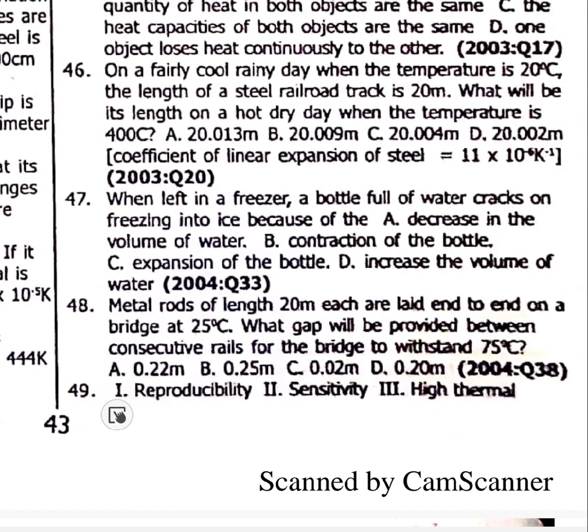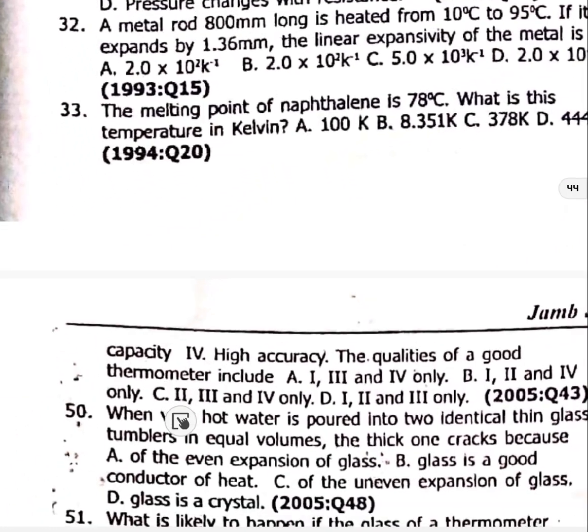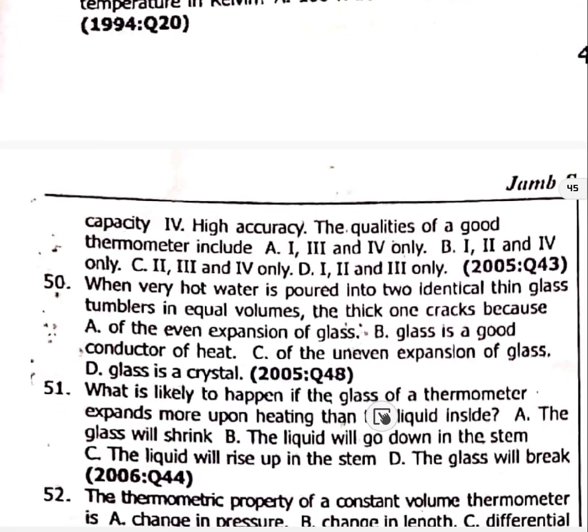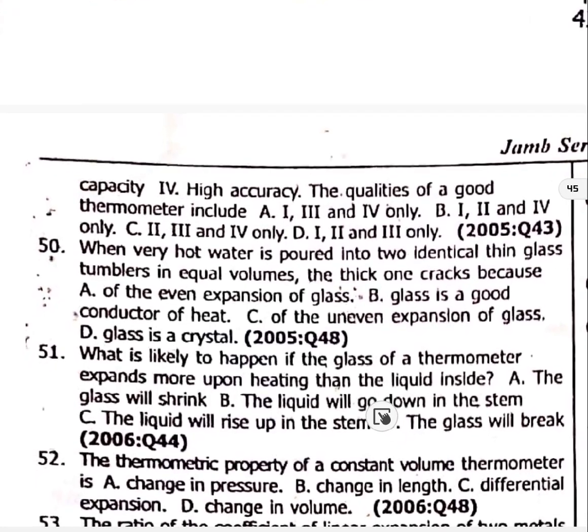49. Reproducibility, sensitivity, high thermal capacity, high accuracy. The qualities of a good thermometer include, you go write them down. I'll pick the answer for you because of time. It include II and IV. Option B. So you go write qualities of a good thermometer. The correct answer to 49 is option B.